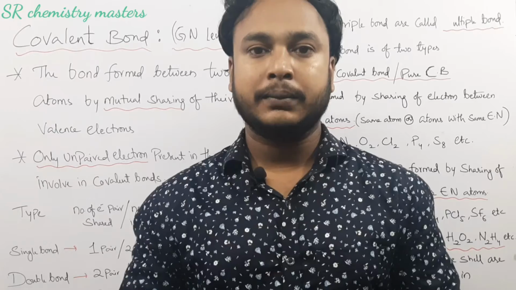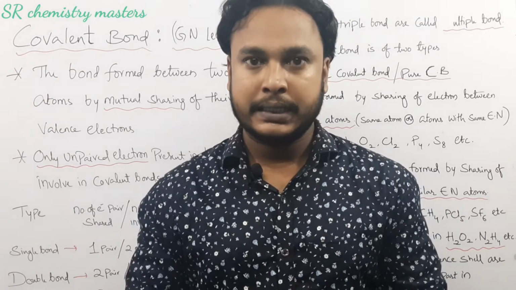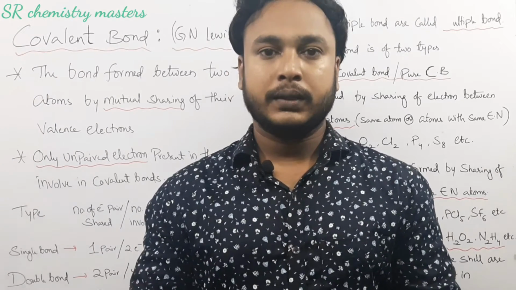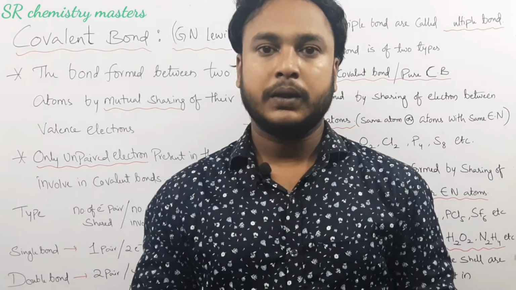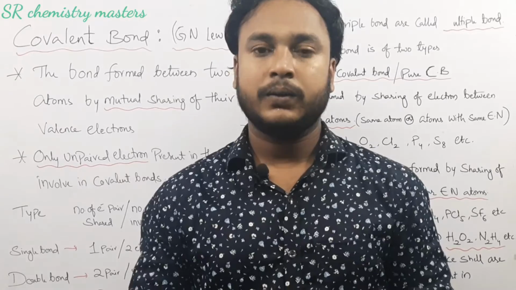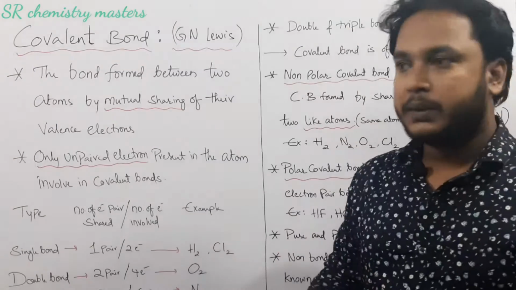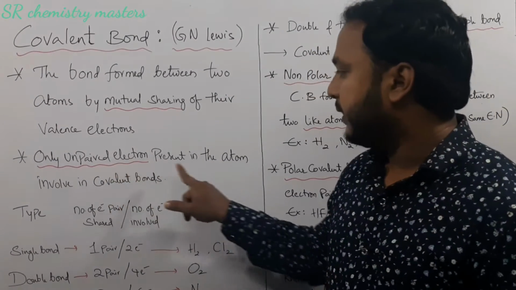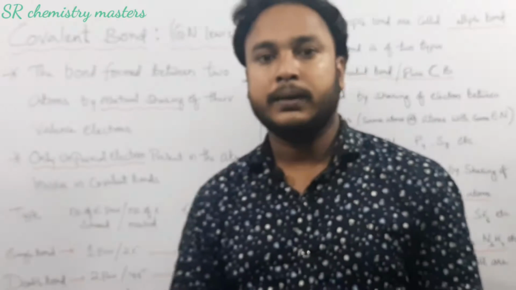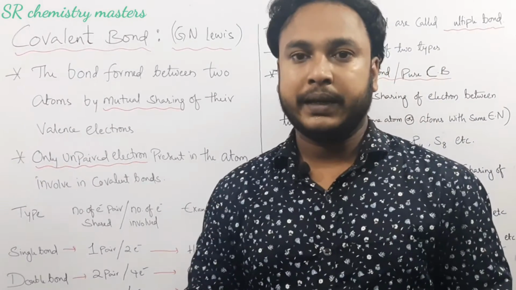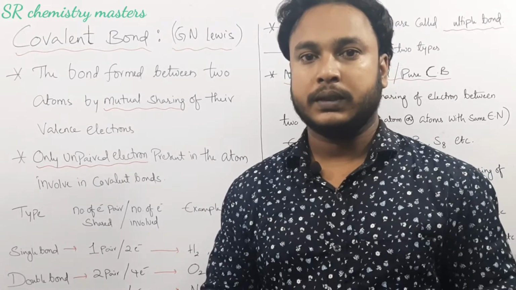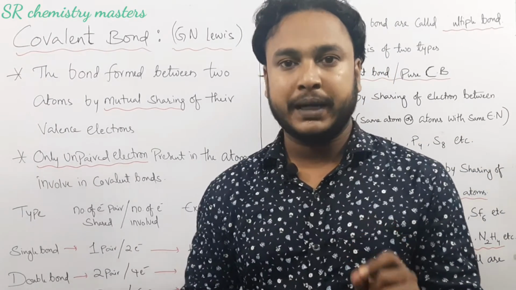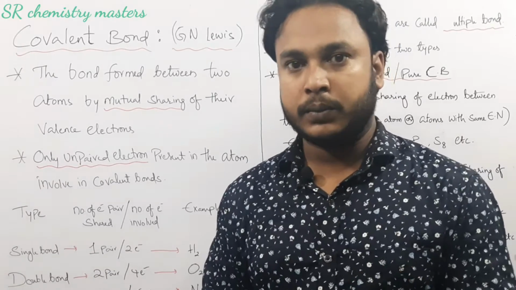A similar thing happens in a covalent bond. Here both the atoms will donate one electron each and share the electron pair formed by the donation of electrons. In covalent bond, both the atoms will donate the electron and share the electron. Remember that only unpaired electrons present in the atom will be involved in covalent bond formation. No paired electron present in the valence shell will take part in covalent bond formation.